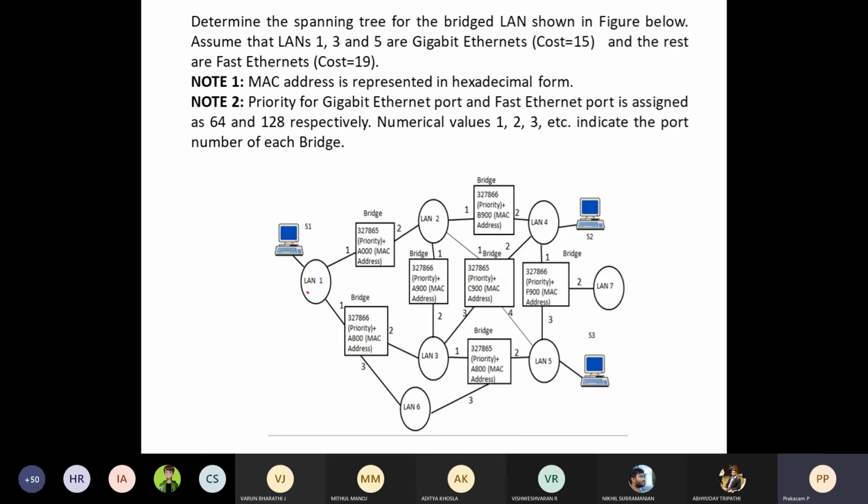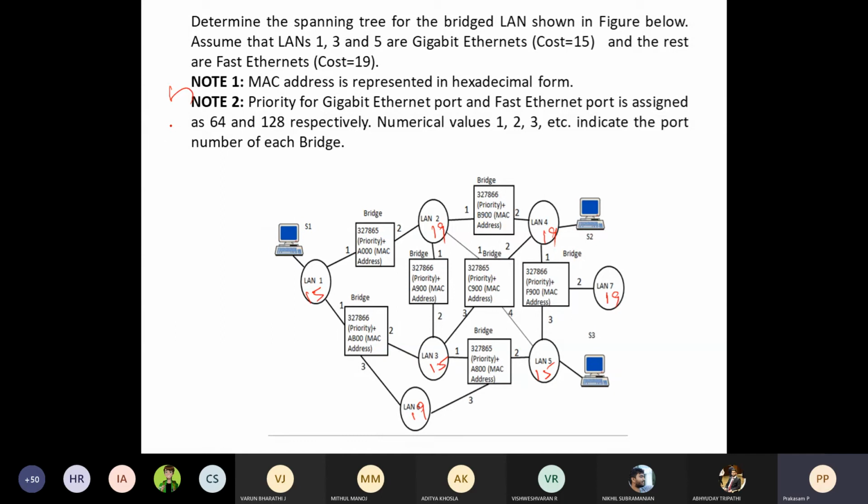So LAN 1 cost is 15, LAN 3 cost is 15, LAN 5 cost is 15. The remaining are fast Ethernets, so 19, 19, 19, 19. Note one thing, this is very, very important.